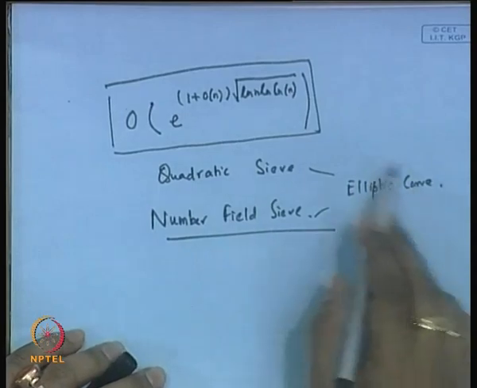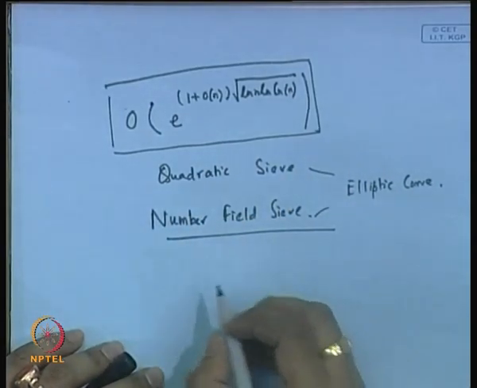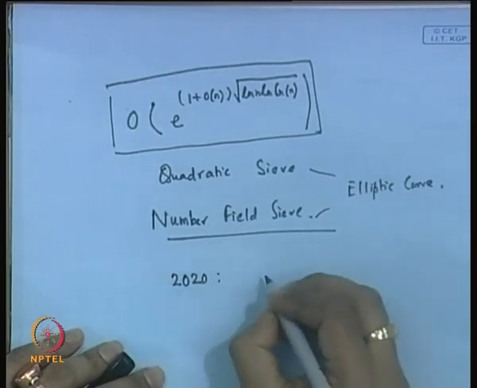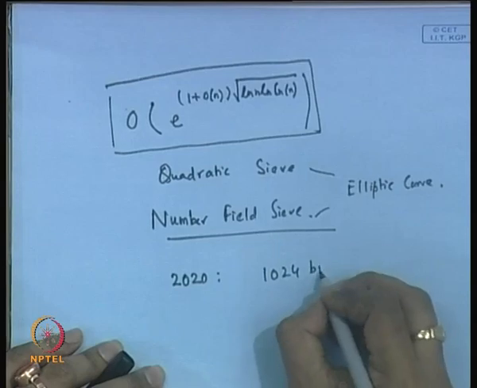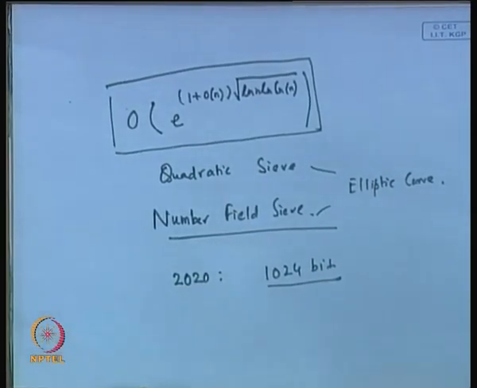All these sieving techniques are what are being used in present day factoring, and the projection is that around the year 2020, 1024 bit numbers will also get factored. Therefore, you need higher values of bit security if you are using RSA, maybe 2048 bits.